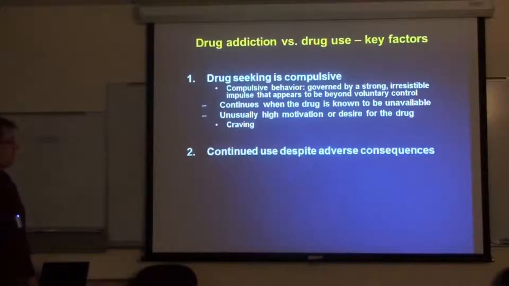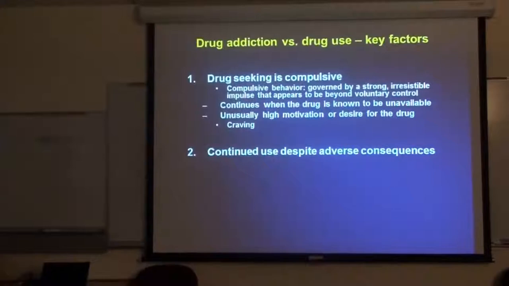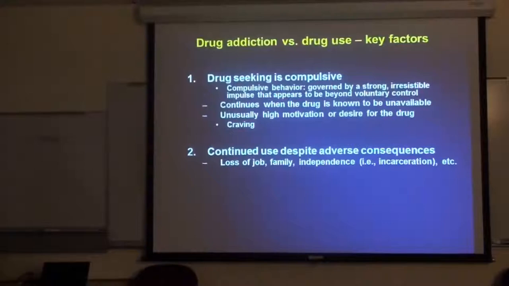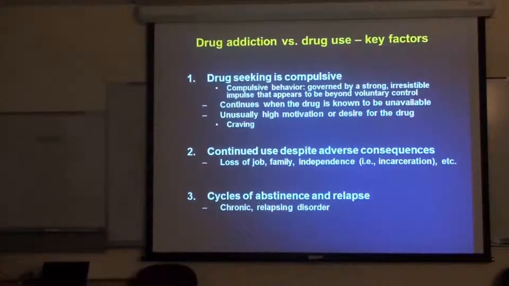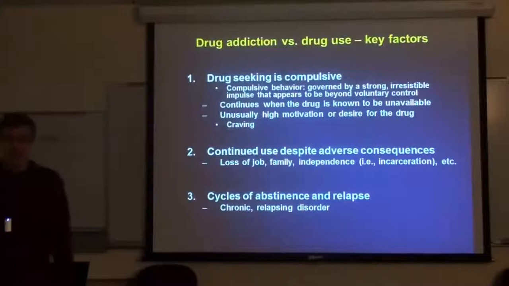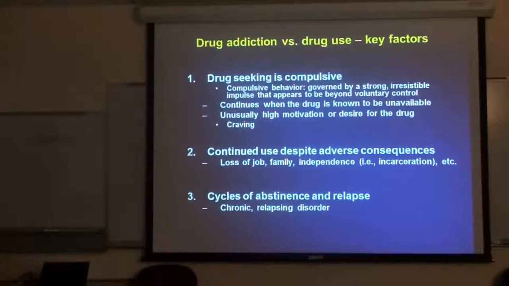Another thing is continued use despite adverse consequences. You're losing your job, your family, your independence, but you're still using. Okay, that's another real hallmark. And then a third hallmark of addiction versus just drug use is repeated cycles of abstinence, so not taking the drug, and then relapse. Abstinence and relapse. And in that respect, addiction or drug dependence has really been conceptualized as a chronic relapsing disorder. So there's this notion that an individual with addiction is somebody who has a disease that is constantly relapsing, kind of like a cancer, to be honest, where you have the very real possibility of relapse at any time.